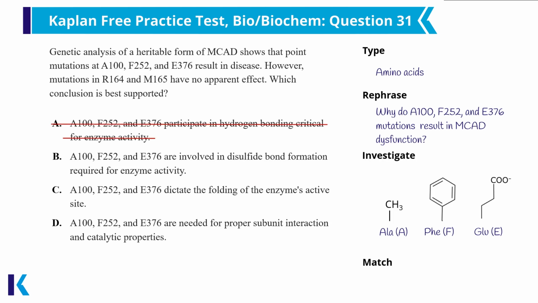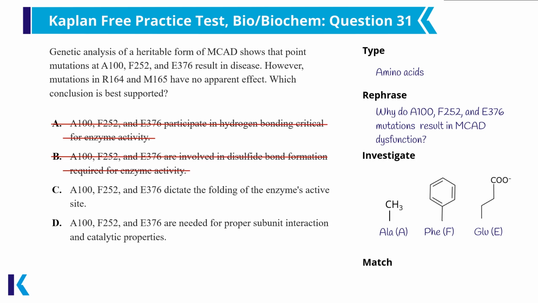B says that the three amino acids are involved in disulfide bond formation, but only cysteines have the capacity to make disulfide bonds. Eliminate B. C states that all three dictate the folding of the enzyme's active site. I suppose this is plausible. This is a pretty broad and general explanation, and if it's true that all three are involved in folding, then mutating these amino acids would indeed break the enzyme. However, it's not something I really anticipated or know as a fact, so I'm going to take a look at D as well.